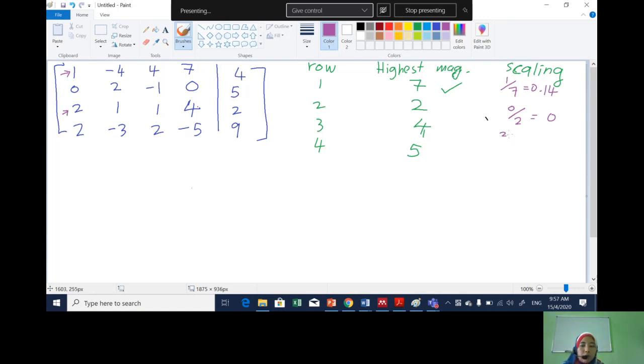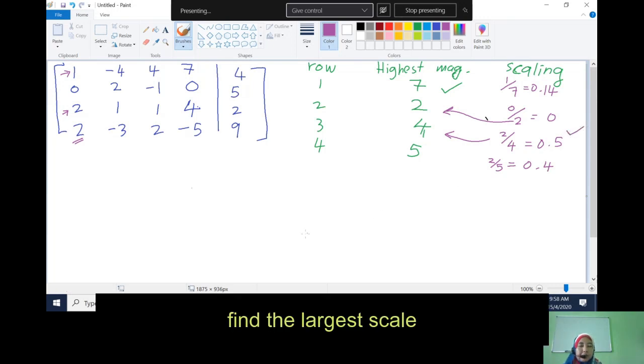For row number 3, we have 2 divided by 4. The 4 is the largest magnitude in that row, and the 2 is the leading digit, so here we have 0.5. Then row number 4 is 2 divided by 5, where the 2 comes from here. You can check in your calculator, it is 0.4. We see that the largest scaling is in row number 3.